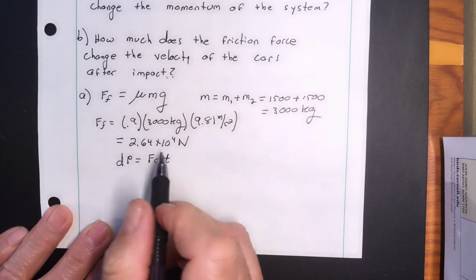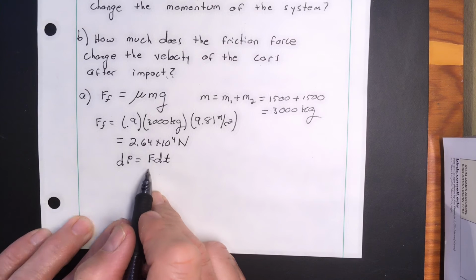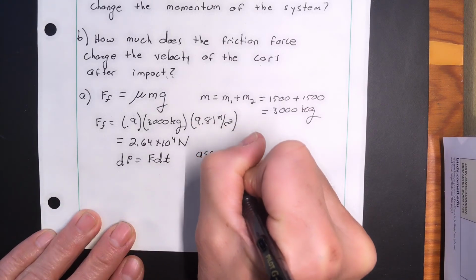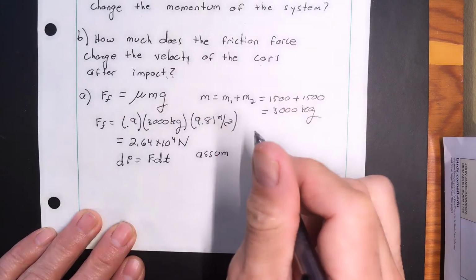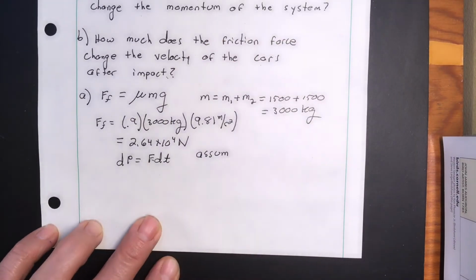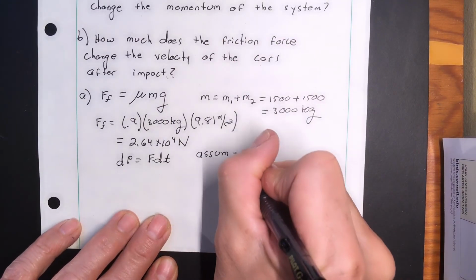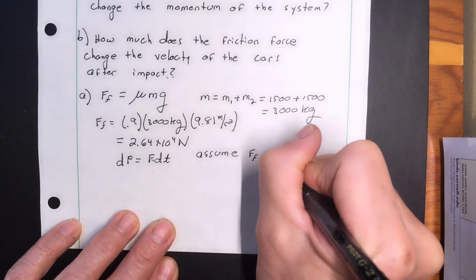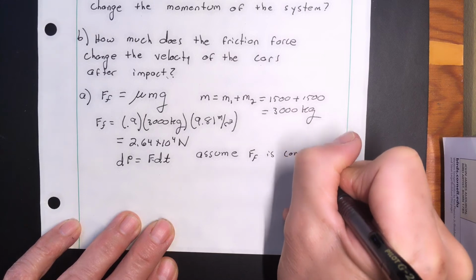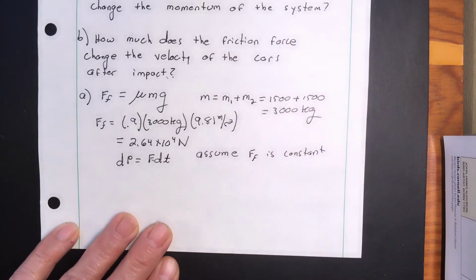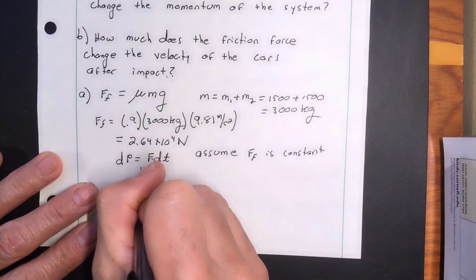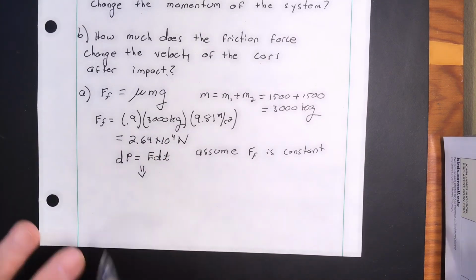right? Now, last time we had to integrate this because F was a function of t. This time we're assuming, we're not told anything different. We're being told that there's a coefficient of friction and there's a frictional force. So we're going to assume that F is constant. All right, it stays the same with time. So that means we don't have to do integration.